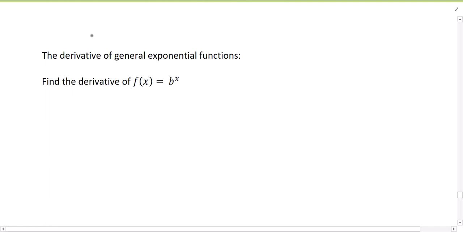In this video, we're going to talk about the derivative of general exponential functions. And so what we know so far is that if I have a function f of x equal to e to the x, the derivative of that function is e to the x again. But what about when the base is not e?